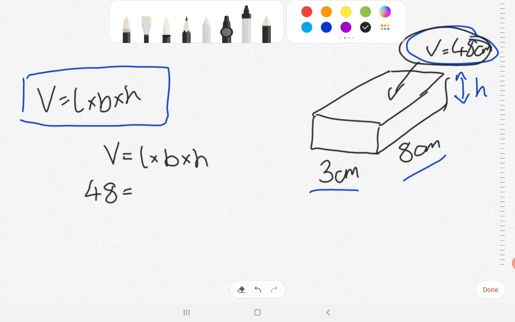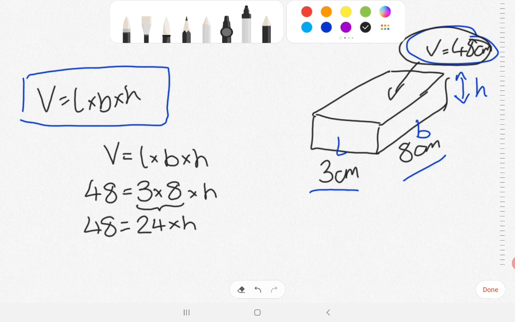We know the length is 3 and the breadth is 8. So underneath the L, we're going to put a 3. Underneath the breadth, we're going to put an 8, and the height is what we're trying to work out, so we've still got an H. Now, from there, we can work out this bit of the sum. Okay, 3 times 8 is 24. So I've got 24 times H is equal to 48.